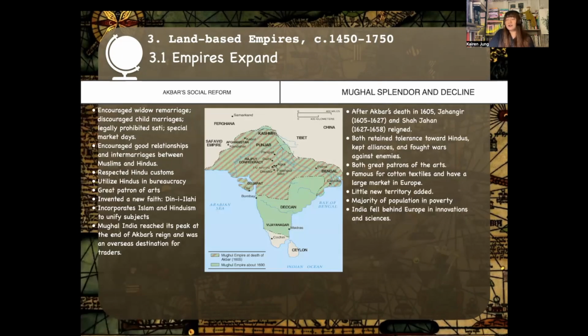Akbar also had a lot of social reforms carried out throughout the great land, and he encouraged widow remarriage and legally prohibited sati, discouraging child marriages, allowing for special market days as well. He encouraged good relationships and intermarriages between Muslims and Hindus. He respected Hindu customs. He utilized the Hindus in bureaucracy. He was a great patron of the arts, and he even invented a new faith, trying to overcome that divide between Islam and Hinduism.